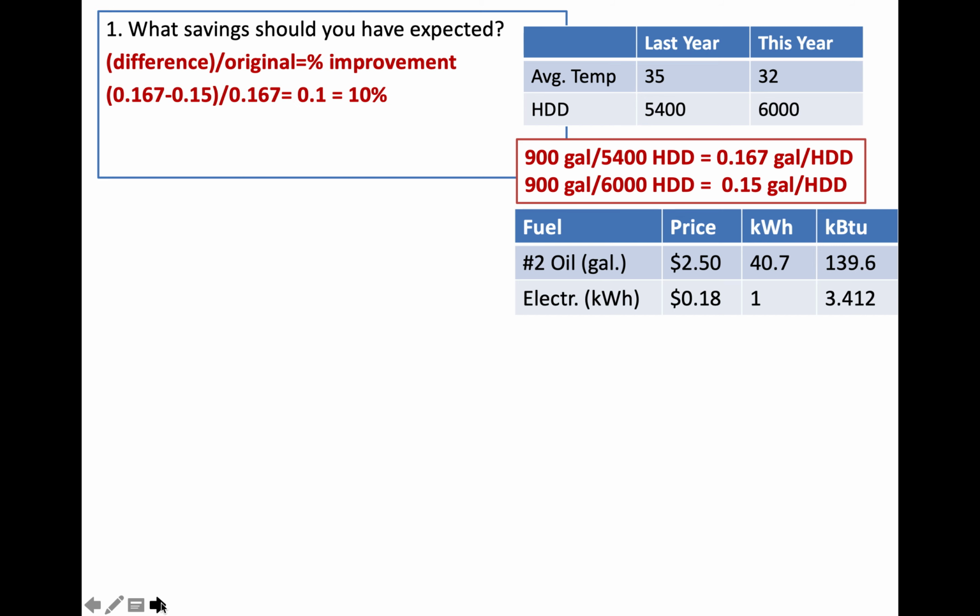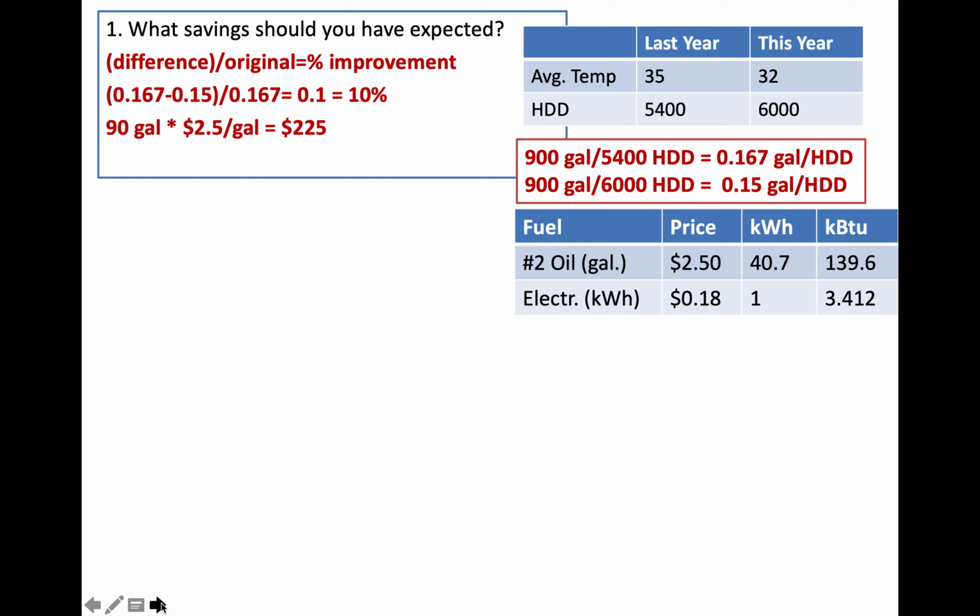So in this case, we can look at it as a percentage, and we can just take our gallons per heating degree day units and divide them by the original, and we get 0.1, which is not surprising because we improved our efficiency by about 10% in the combustion.